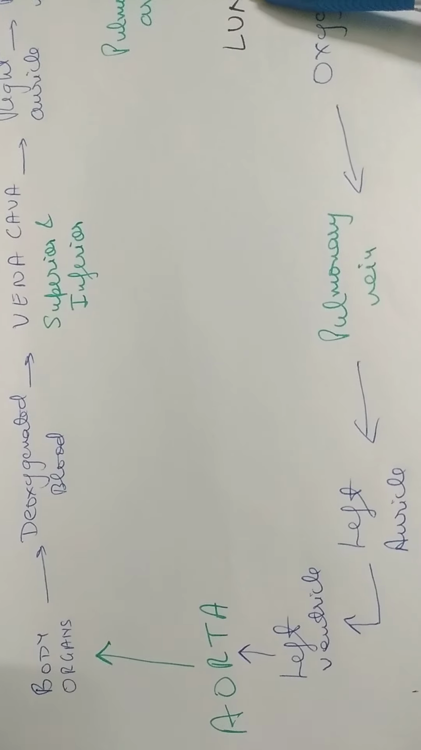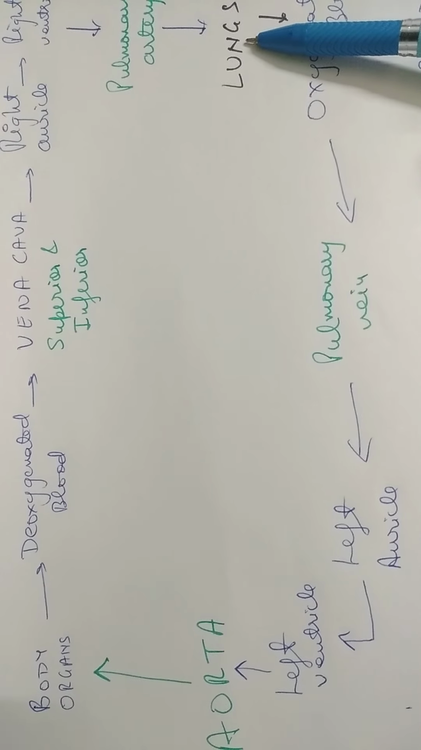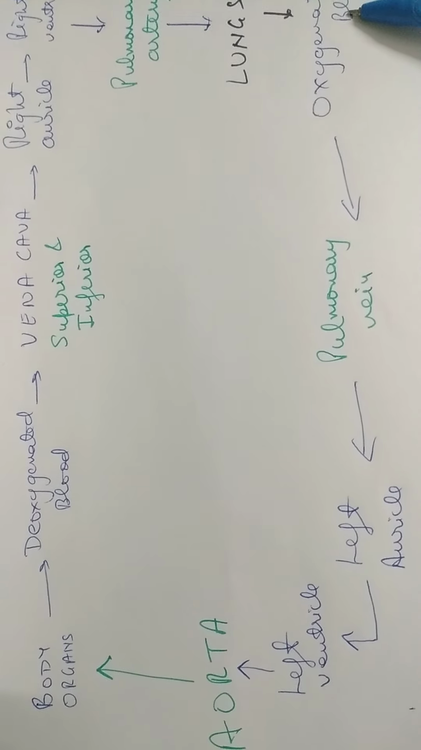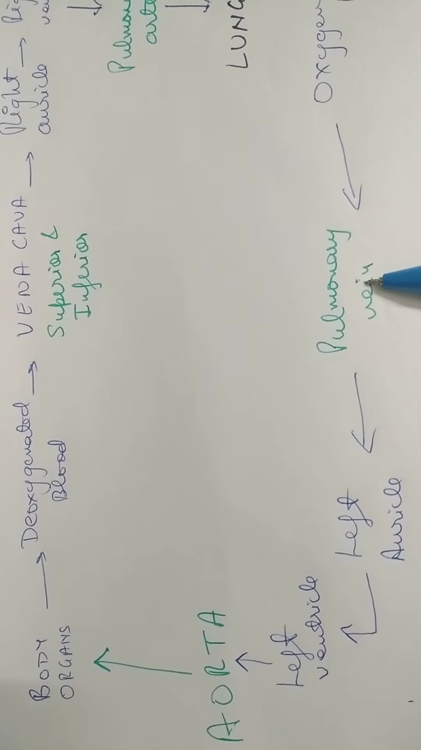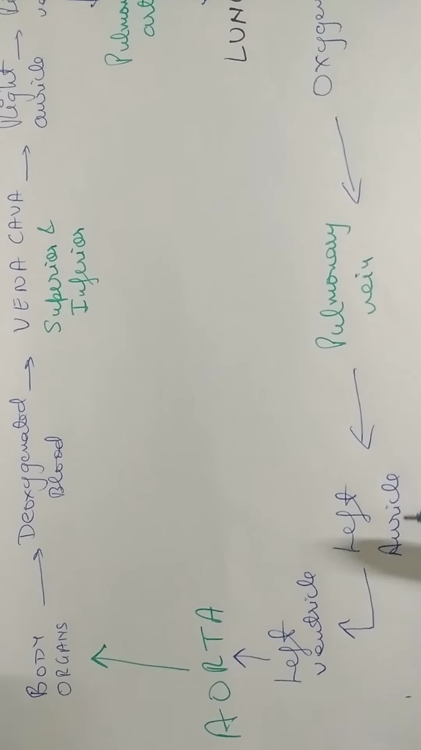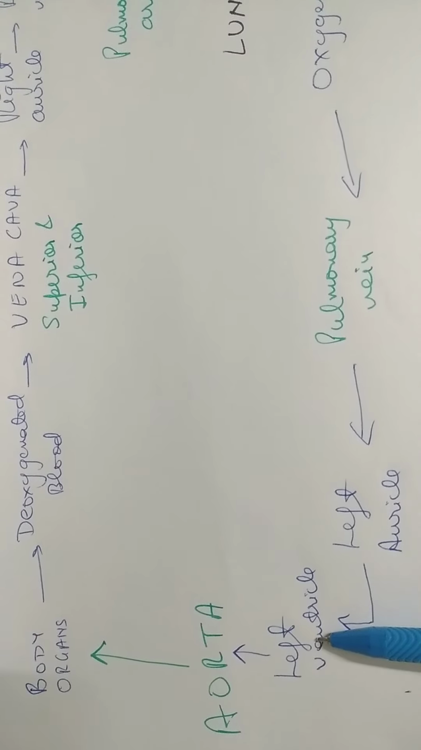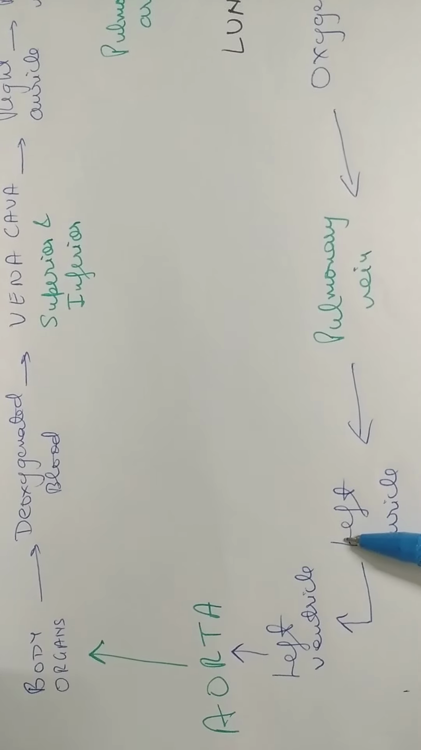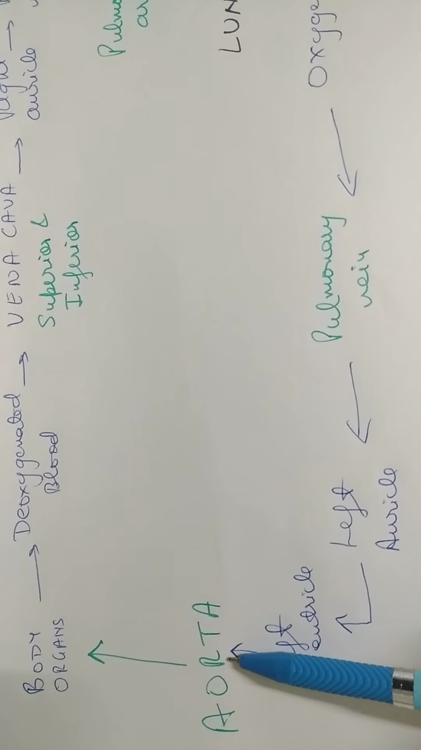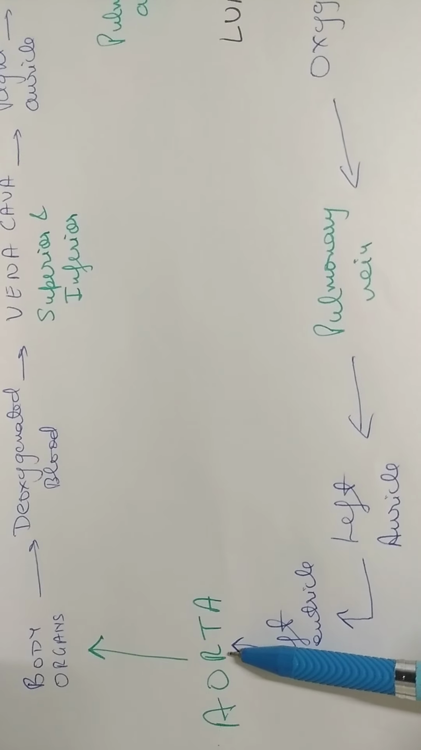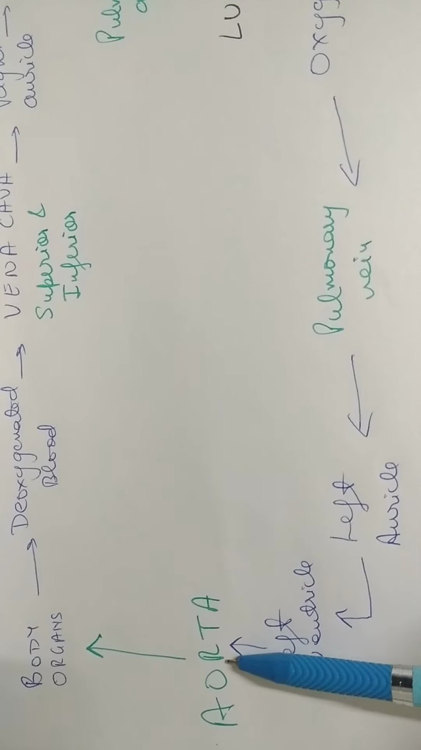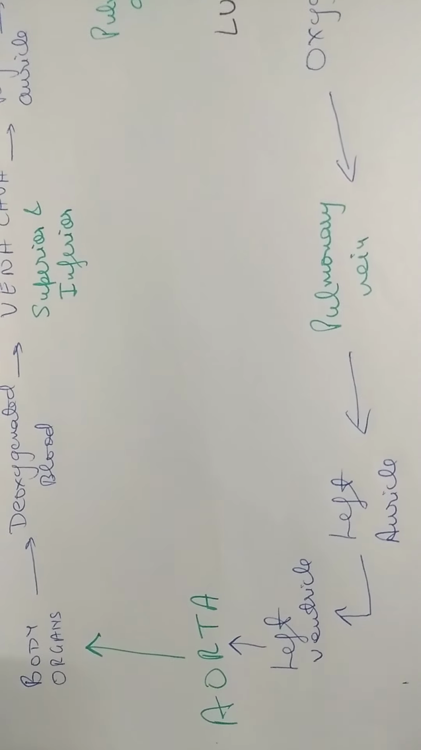In the lungs, exchange of gases occurs by the process of diffusion, and then the oxygenated blood comes through the pulmonary vein into the left auricle. The left auricle now pumps the blood into the left ventricle. Left ventricle and left auricle both have oxygenated blood, and they pump the blood into the aorta, which is the largest artery, which again carries the blood to the body organs.